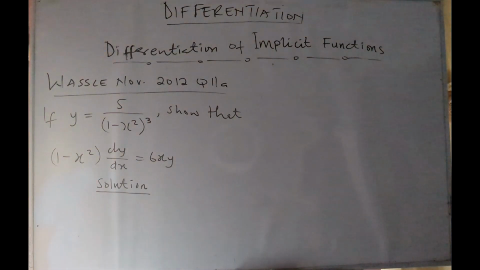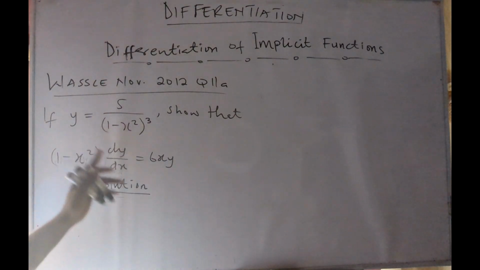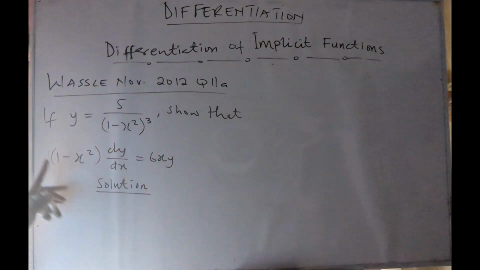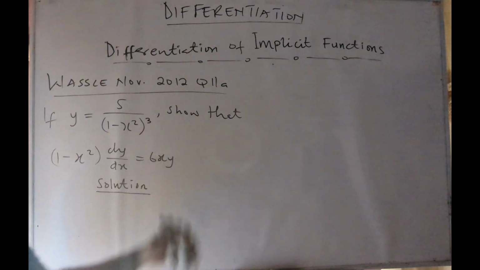Let's look at this question. WASSCE November 2012 question 11a. If y is equal to 5 on (1 minus x squared) all to the exponent of 3, show that (1 minus x squared) dy on dx is equal to 6xy.